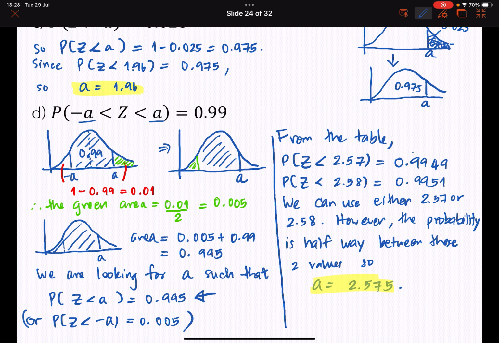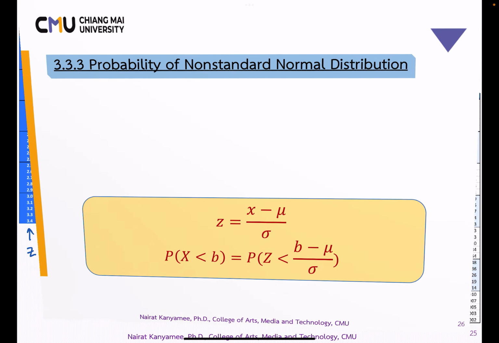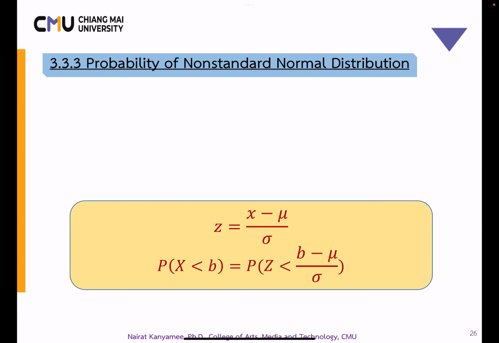All right. So this is the way to find just the converse of what we found earlier. Given the probability or the area, we are looking for the Z value. Here we just need to estimate it. Let's move on to the next one. This is the table. So far we have completed the probability of the standard normal distribution.